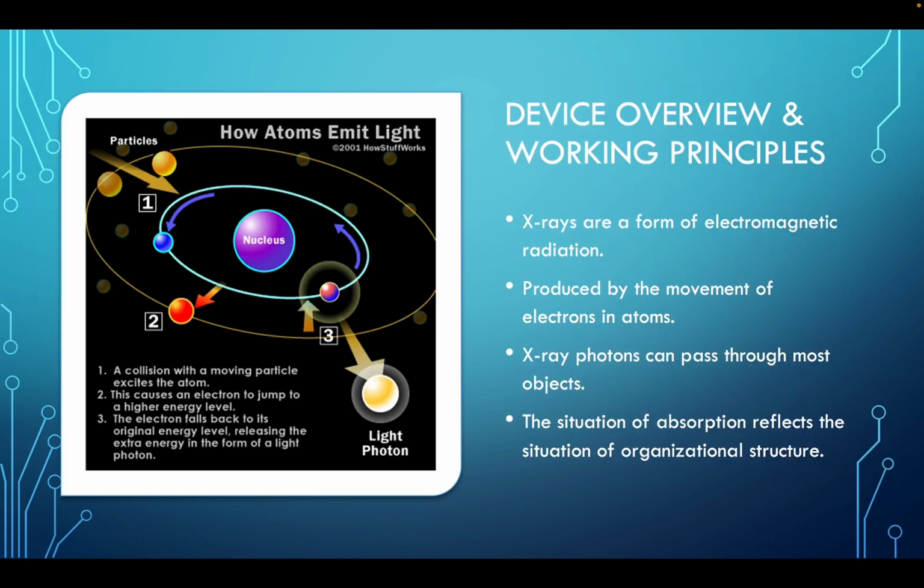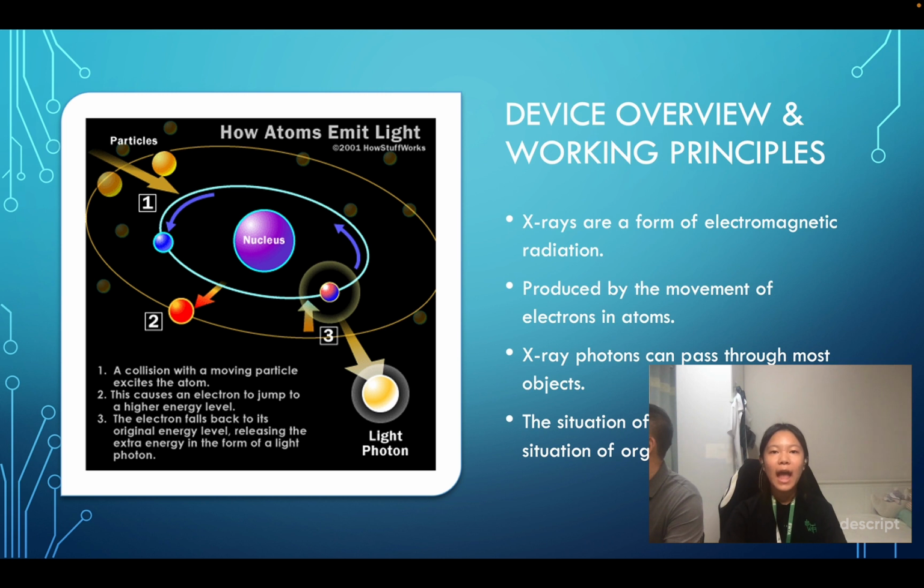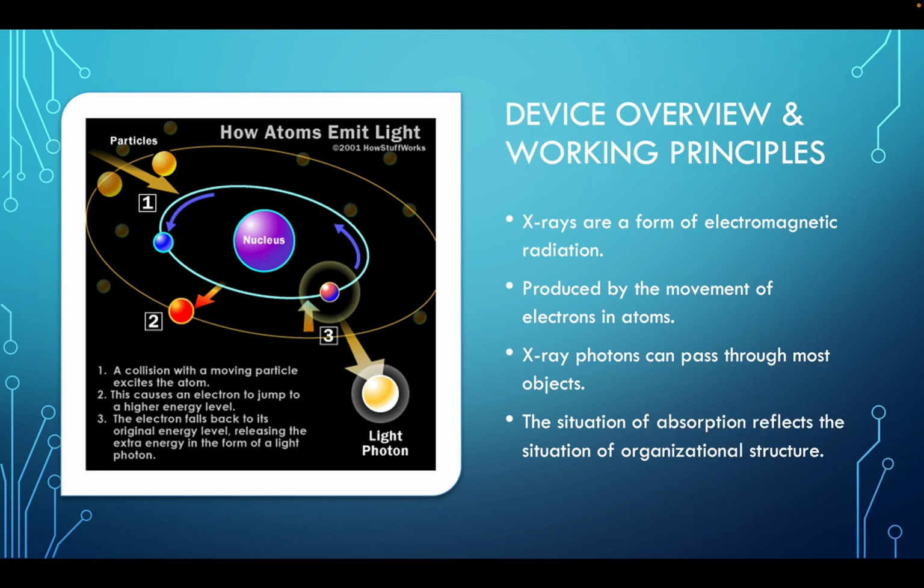And then talk about the working principles. X-rays are a form of electromagnetic radiation, similar to visible light. But unlike light, X-rays have higher energy and can pass through most objects. More specifically, visible light photons and X-ray photons are both produced by the movement of electrons in atoms. Electrons occupy different energy levels or orbitals around the nucleus. When an electron falls into a lower orbit, it releases additional energy in the form of a photon.